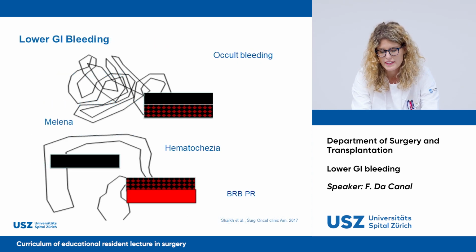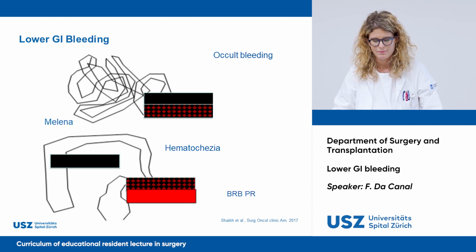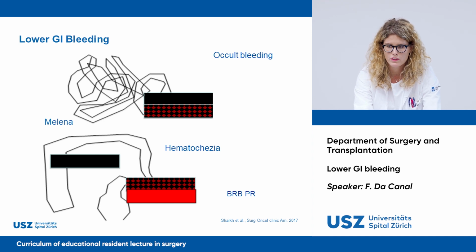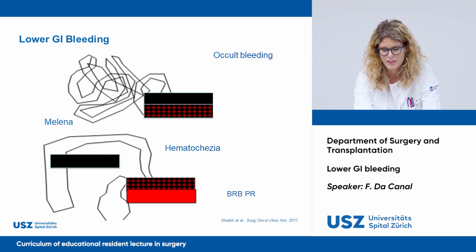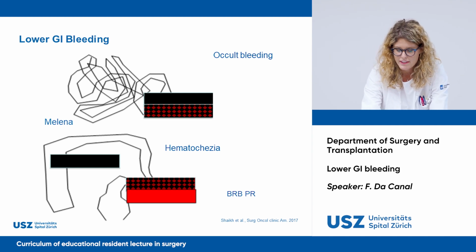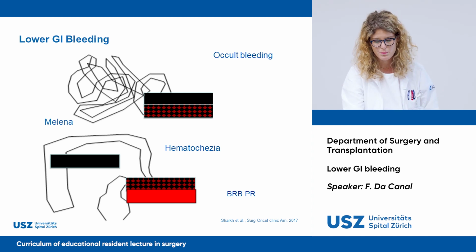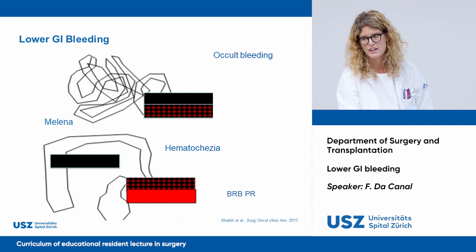A lower GI bleeding can present in 4 different ways. Melena, which is black tarry and foul-smelling stool containing partially digested blood. Hematochezia, which is blood mixed with stool. It can also present as frank blood, with the acronym BRBPR, which stands for bright red blood per rectum. Or last, occult bleeding refers to a bleeding without the presence of symptoms, because the blood loss is either so small or so gradual that the patient doesn't realize it.